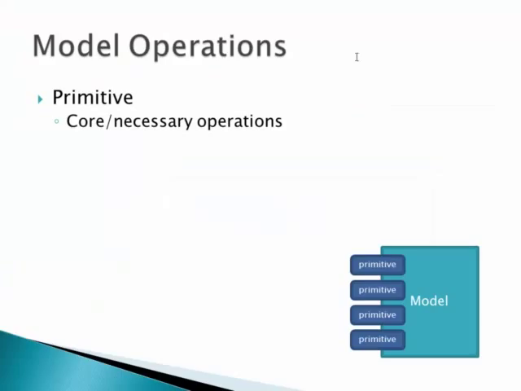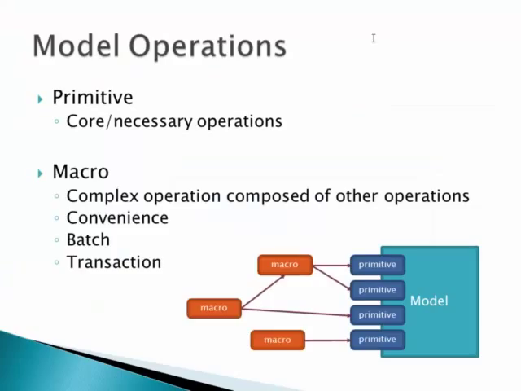So the next thing we're going to do is add on macro operations. A macro operation combines or is a composition of multiple other operations. So it could use primitives, it could use other macros. So just down in the diagram here, I have all these primitives in my model. This macro might use these two primitives. This macro might only use one. This one might use a macro as well as a primitive to do his operation. And this way you can build up more and more complex operations.